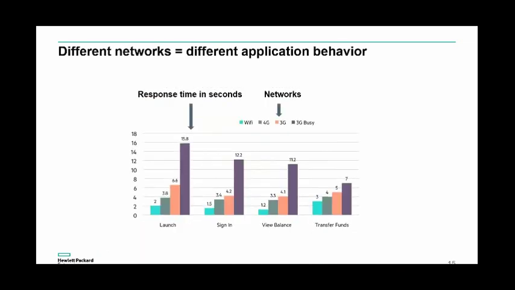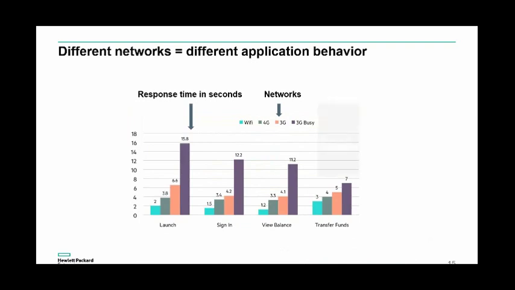And of course, the different networks are going to have different effects on the application behavior. Those are 4 simple business processes, as you can see on this graph: launching, signing in, viewing balance, and transferring funds. And you can see the effect based on the different mobile networks. If it's Wi-Fi, obviously stronger.